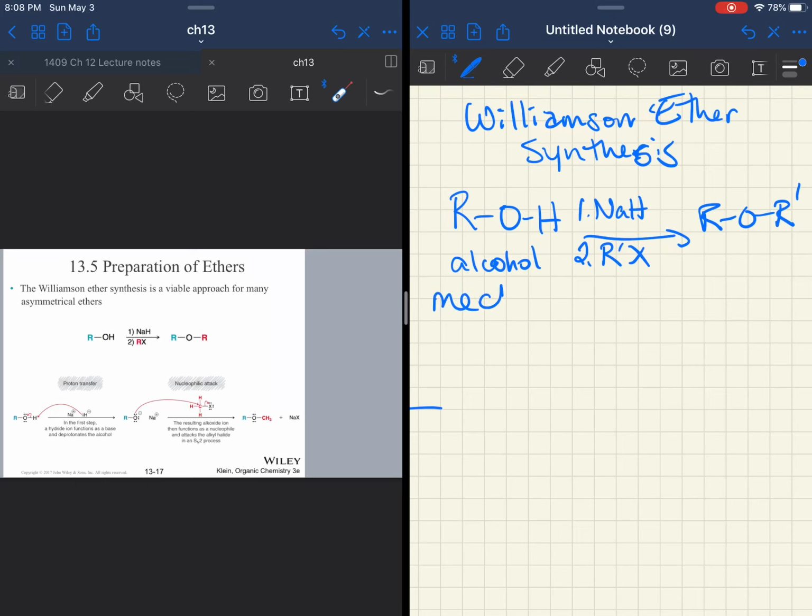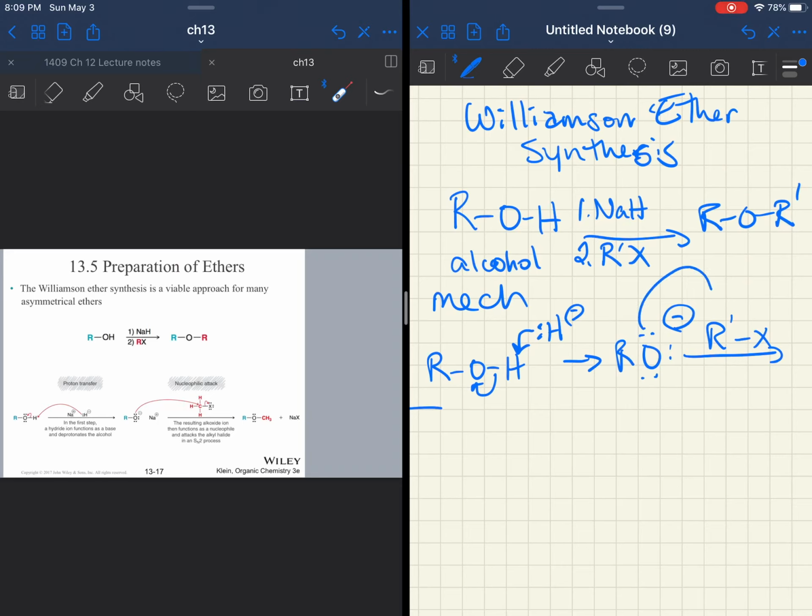So in the mechanism, really simple here. Your base, in this case, it's a hydride, or you could just write NaH, is going to pick up this proton, leave the electrons with the oxygen, and you get an alkoxide. When you add in RX, it's just an SN2 reaction, assuming that's not a tertiary alkyl halide, and voila, we have our ether.